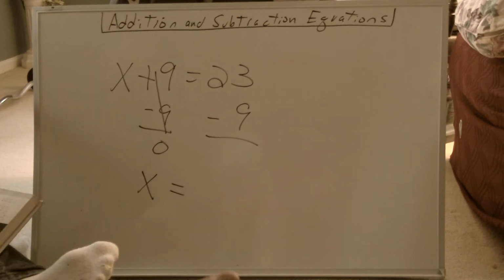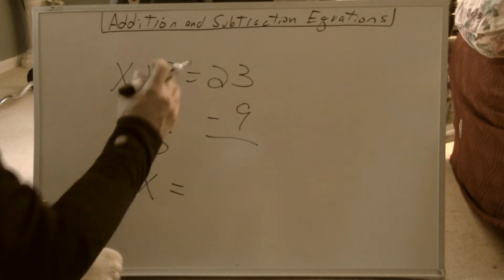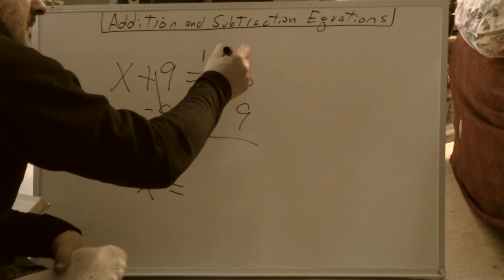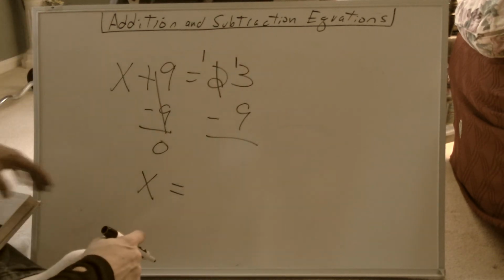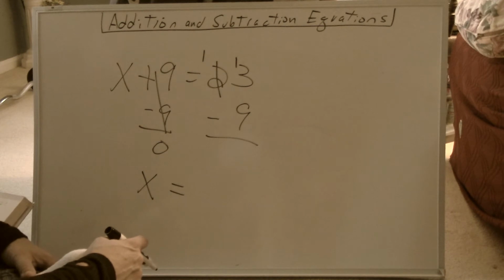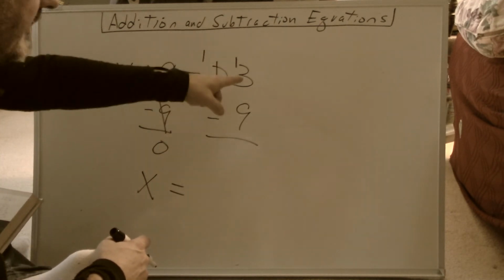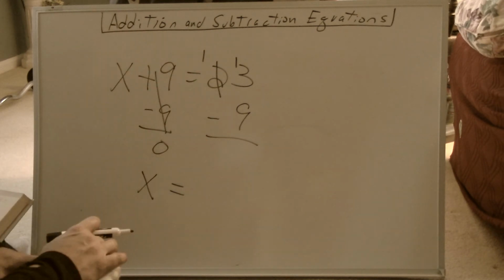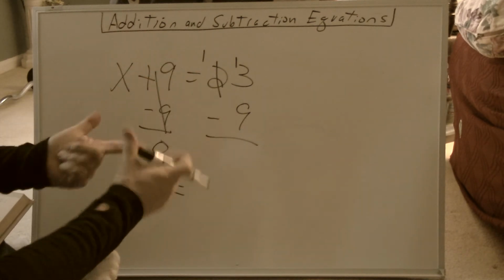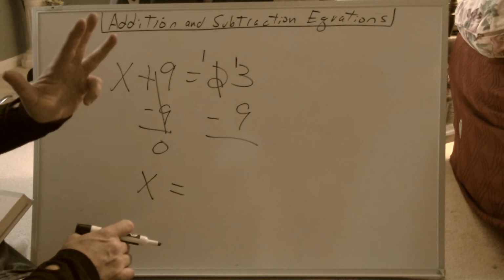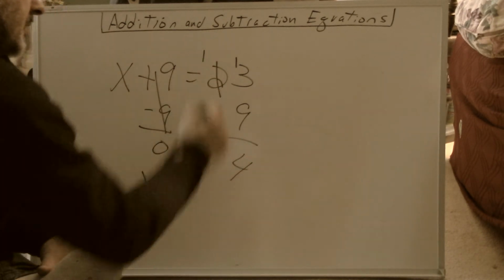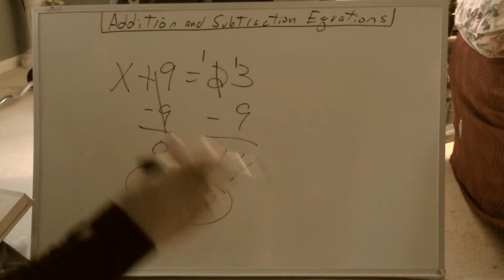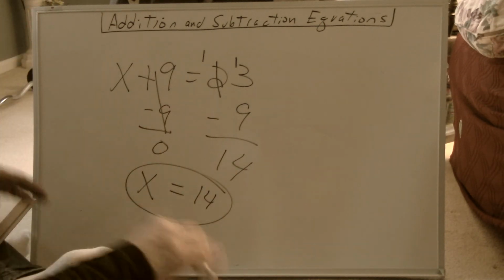9 from 3. Well, we can't really do that because 3 is smaller than 9. So we borrow from Mr. 2, make him a 1, and bring the 1 over there that we borrowed from the 2. So I took a 1 from the 2, gave it to the 3, and it now becomes a 13. 9 from 13. 9, 10, 11, 12, 13. 4. Bring the 1 down. 14. So x is 14.